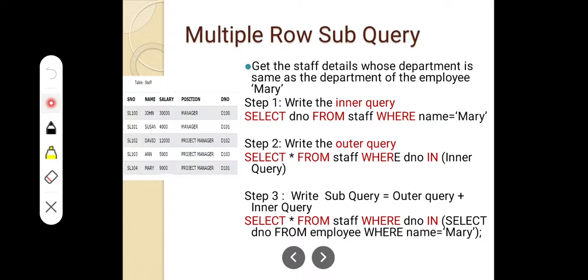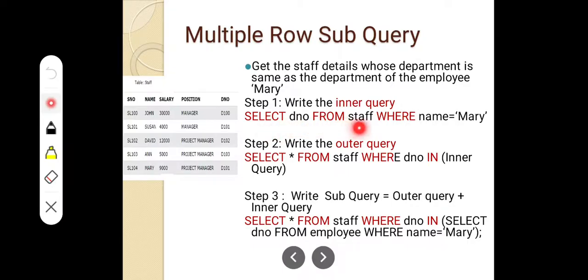So we want the department number of Mary, which must be matching with some other one. So in the inner query we will select the department number of Mary. For that we will write the query: select department number from staff where name equal to Mary. So after executing this query, what will we get as the result? 101.